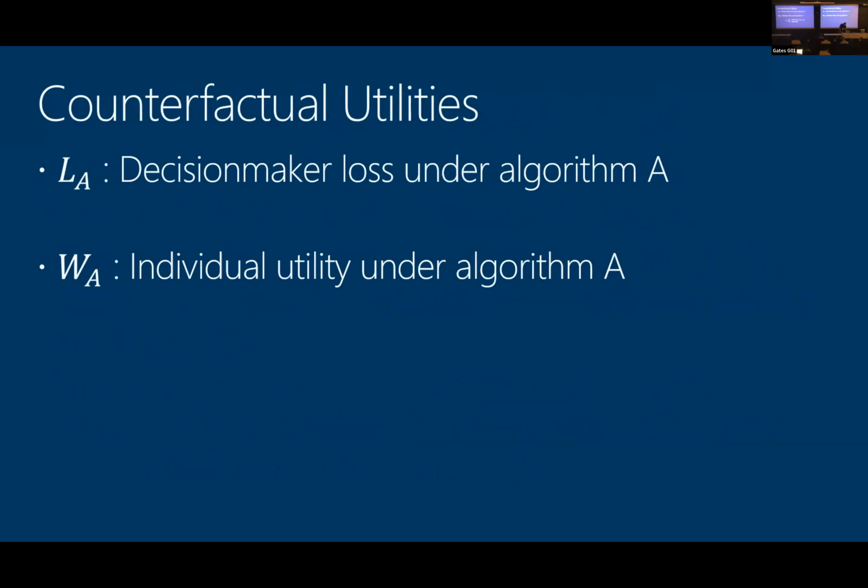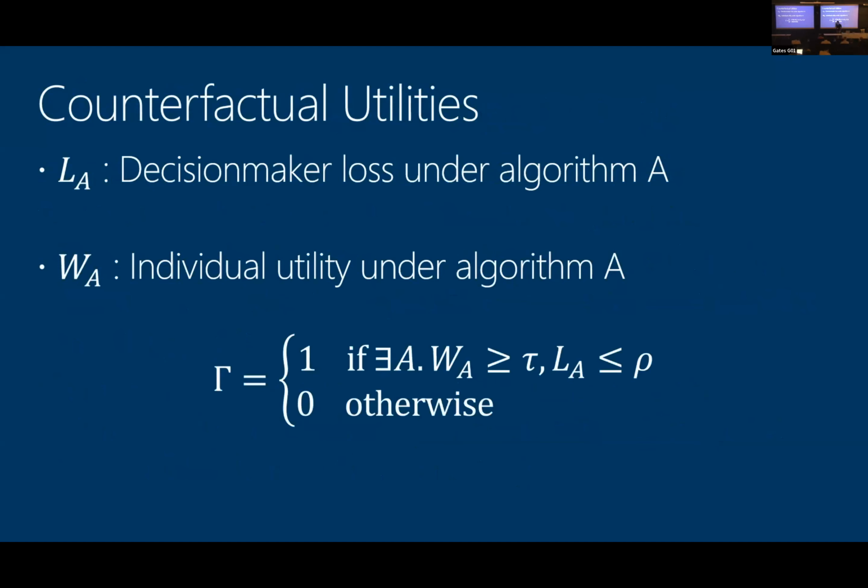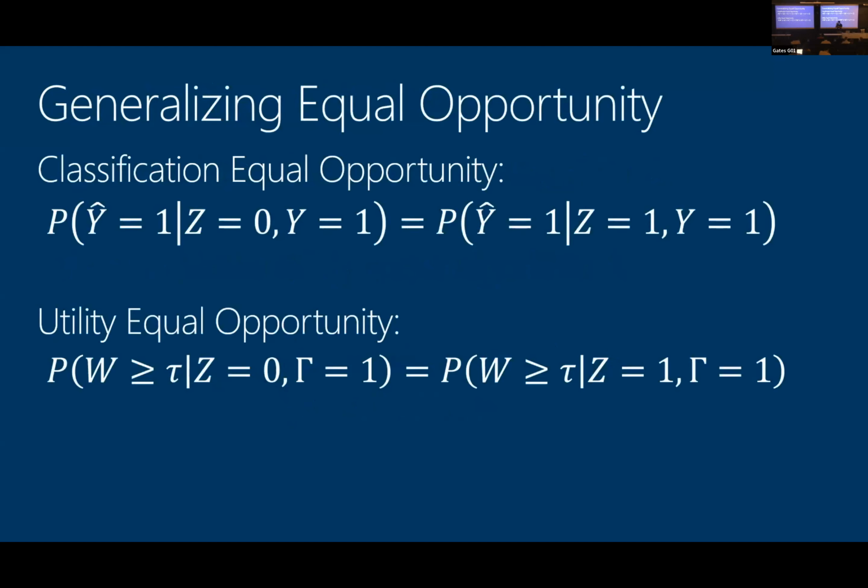Maybe if I gave them the job. You can define a random variable that captures the idea that there is some algorithm that leads to a good result for both the individual and the decision maker. And then again, you can use this notion to generalize equal opportunity type notions that rely on the notion of qualified people to a variety of settings. So that's the core idea: you can use utilities and this notion of counterfactuals to get mutual beneficence, to apply these group fairness definitions in a range of settings.